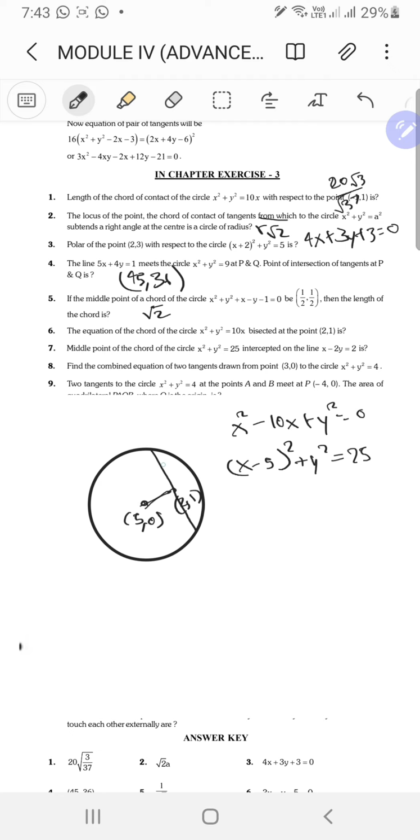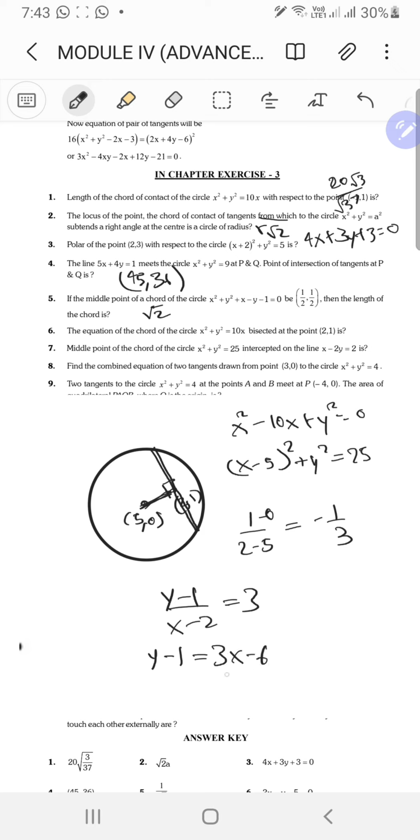So you just have to find the equation of this chord, which is actually perpendicular to this line. So that's gonna be easy. So what's this slope? This slope is 1 upon 1 minus 0 upon 2 minus 5, which is negative 1 upon 3. So negative reciprocal, that's 3. So y minus 1 upon x minus 2 equal to 3, y minus 1 equal to 3x minus 6. So y minus 3x plus 5 equal to 0. Cool.